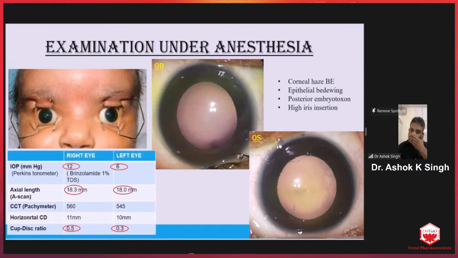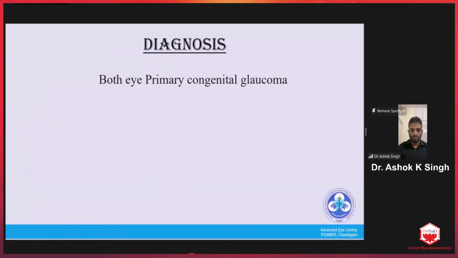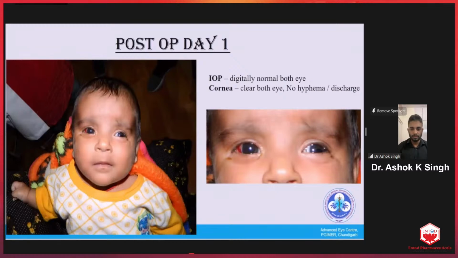His IOP was 12 and 6 when measured on Perkins tonometer. Axial length and cup disc ratio were significant for the age. So we made a diagnosis of primary congenital glaucoma in both the eyes, and the child underwent bilateral goniotomy. Surgery went uneventful. On postoperative day 1, his IOP was normal. Both corneas were clear. There was no hyphema and no discharge.